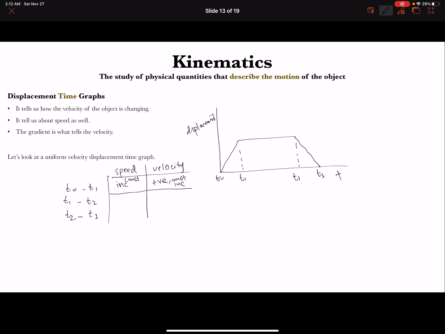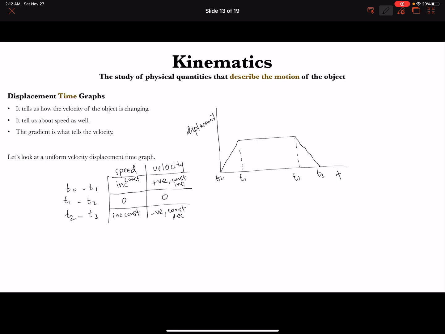What about T1 to T2? Well, we talked about this earlier. The particle stopped, so both are 0. What about T2 to T3? Well, I'm just looking at the gradient for speed. So the speed is again increasing constantly because I'm only looking at the steepness of the gradient. But with velocity, because the gradient's negative, I have negative velocity. So it's constantly decreasing. All right.